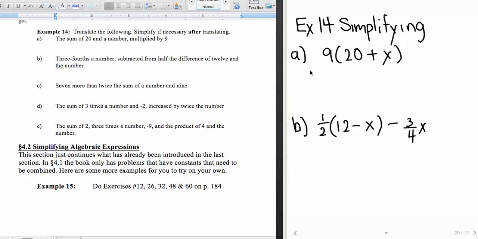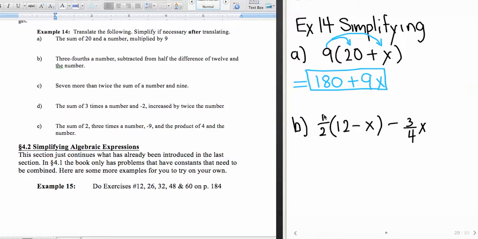So we're going to go ahead and do the distributive property here. We're going to distribute the 9 across the parentheses, and multiplication distributes over addition. So this is now going to equal 9 times 20, which is equal to 180, plus 9 times x, which is 9x. And those are unlike terms, so we cannot combine them together, so that's as simplified as it gets.